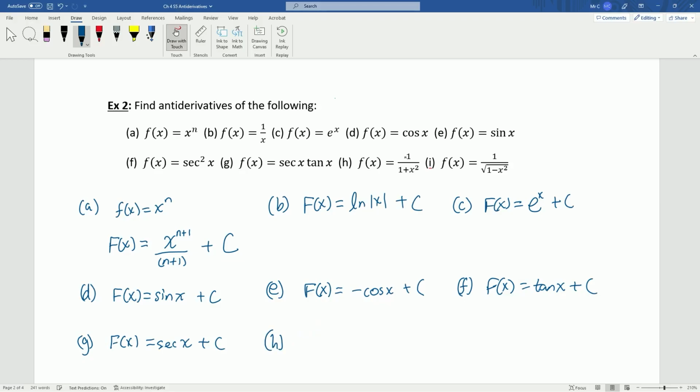All right, which function has the derivative 1 over 1 plus x squared? That's tangent inverse of x. And finally, what function has the derivative 1 over the square root of 1 minus x squared? That's sine inverse of x.